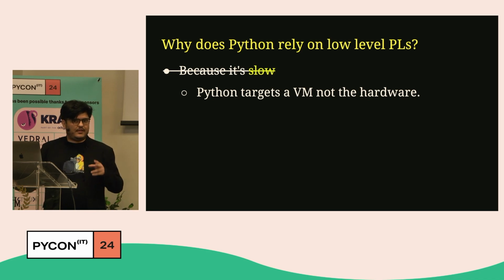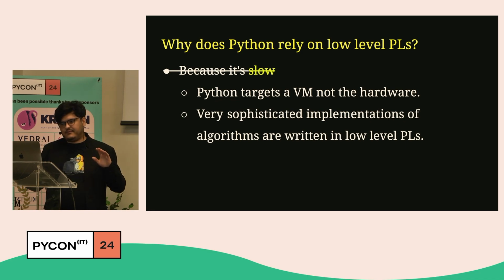The second reason is connected to this one, the second reason why Python relies on lower level programming languages. But in my opinion, it's distinct enough to deserve a separate bullet point. And that is that very sophisticated implementations of algorithms are written in low-level programming languages. There's a bunch of complicated, sophisticated libraries that have been implemented in C, and you want to reuse that. And so you have to be able to access that implementation.